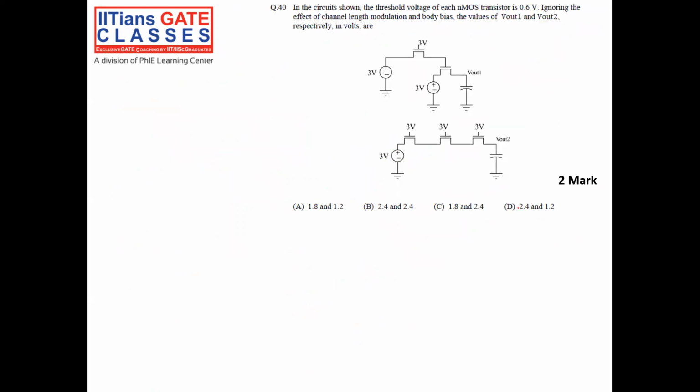Okay, so in the circuit shown, the threshold voltage of each NMOS transistor is 0.6 volt. Okay, so guys, VTH is equal to 0.6 volt. Ignoring the effect of channel length modulation and body bias, the value of Vout1 and Vout2 respectively in volts.